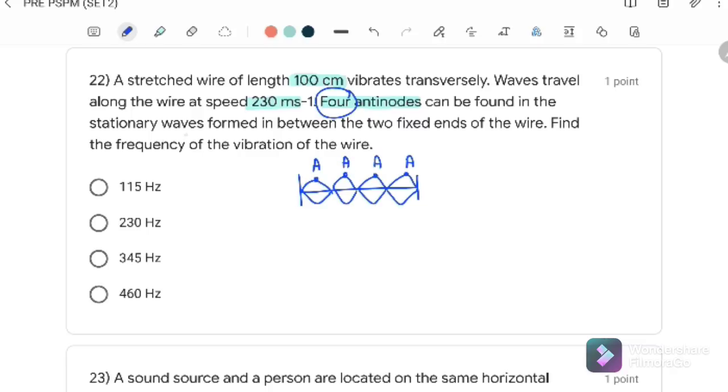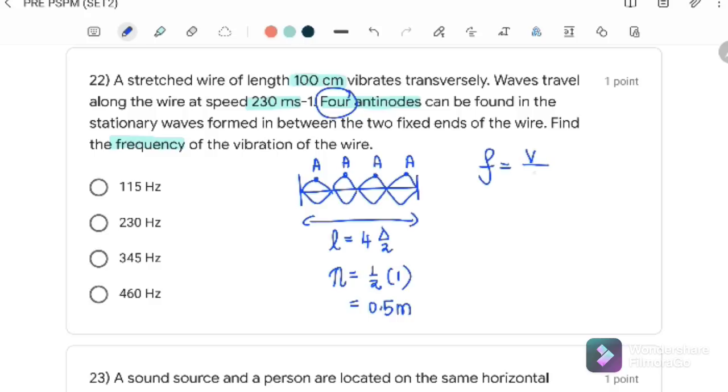Okay, we want to find the frequency of the vibration. Since here our length, 100 cm or 1 meter, L equals 4 lambda over 2. So meaning that our lambda equals 2L over 4, or 1 over 2 L. L is 1 meter, so lambda equals 0.5 meter. So we want to find frequency. Frequency equals V over lambda, where V is 200 meter per second and lambda is 0.5. So finally, the frequency that we will get equals 460 Hertz. So the answer is D.